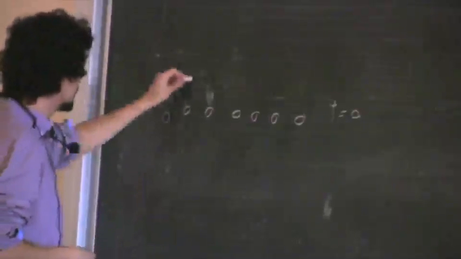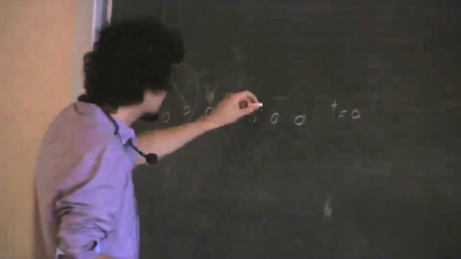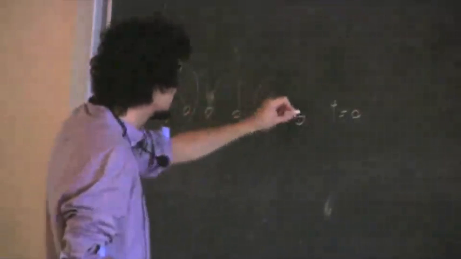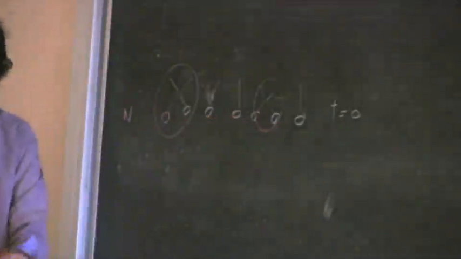Then you make them evolve. For instance, these collide, and these form a couple. These do not collide. And these collide, and these form a couple. Okay? And here you have two couples and you have three singletons.